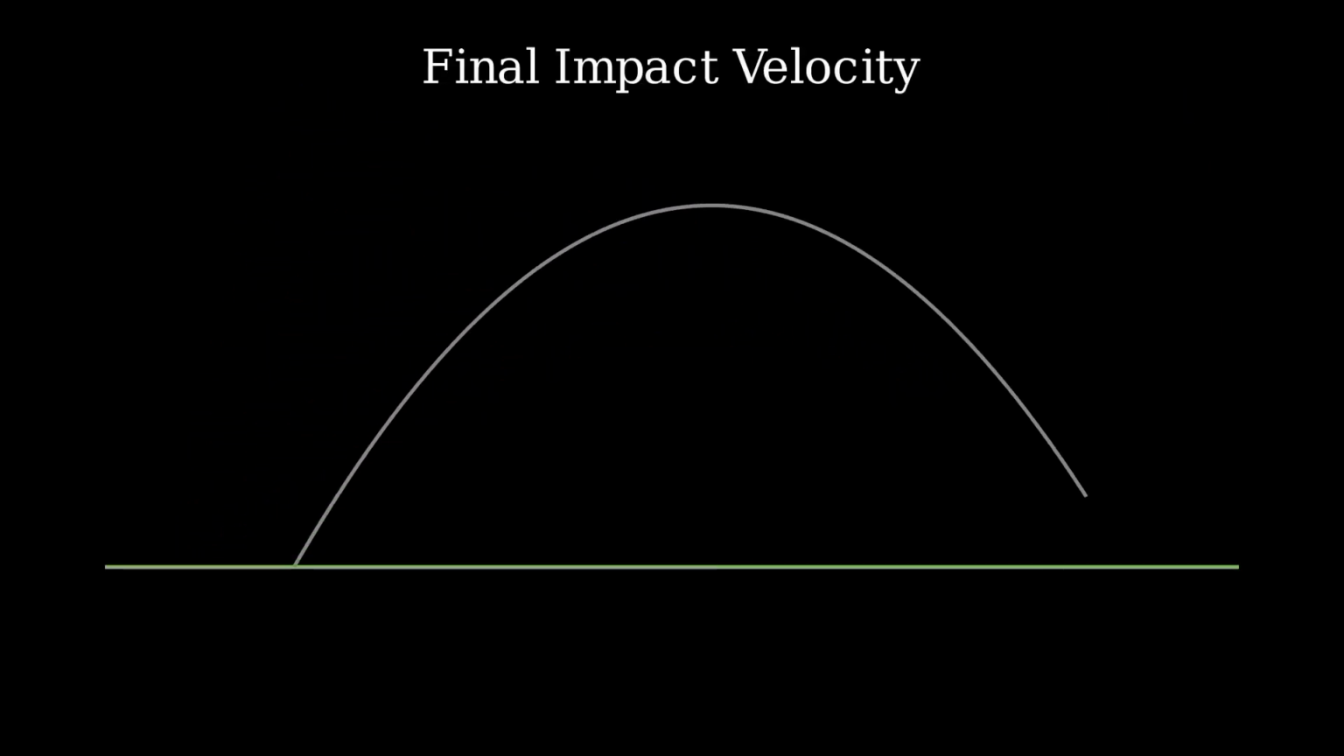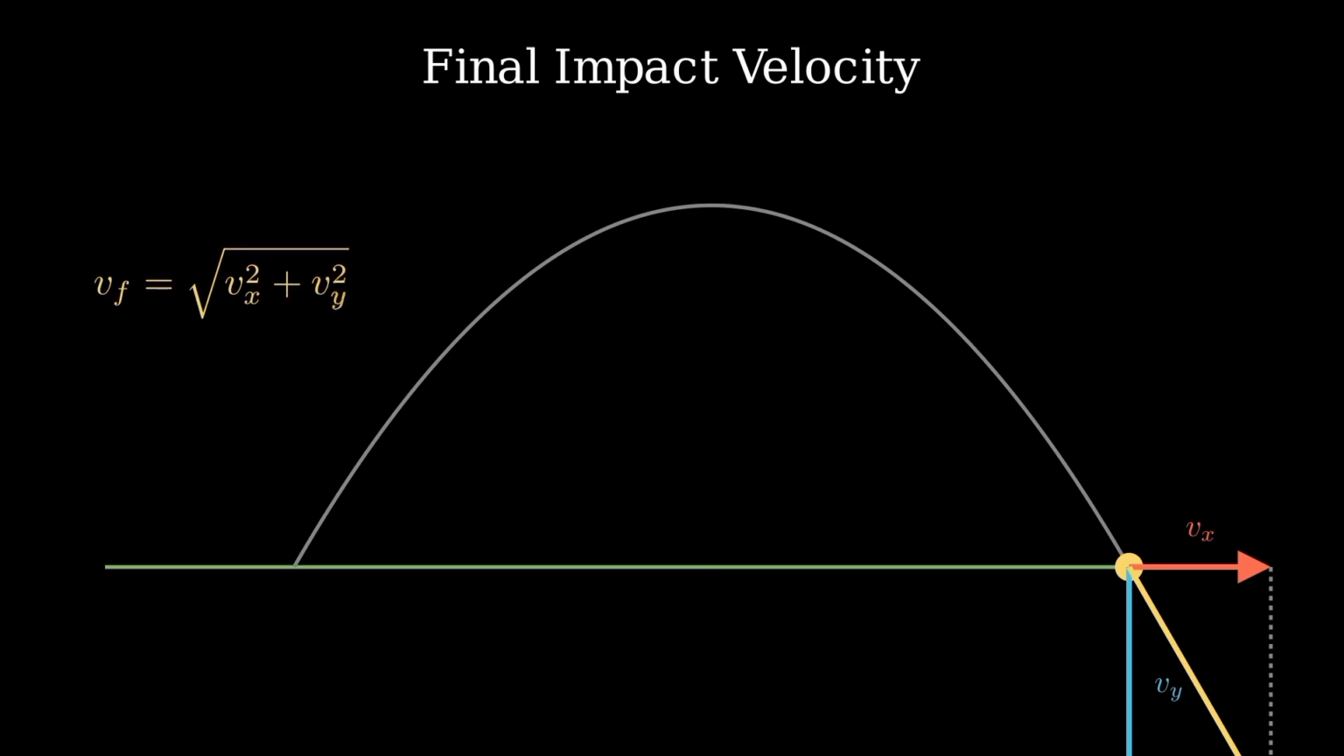Right before hitting the ground, the object has two velocities: the constant horizontal velocity and a maximum downward vertical velocity. Connect them, and use the Pythagorean theorem to find the true final impact velocity.